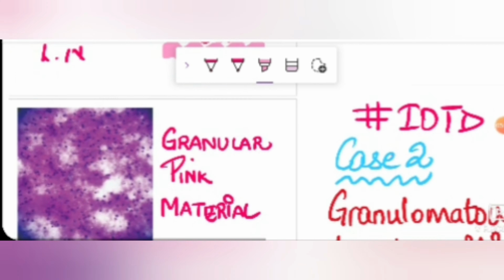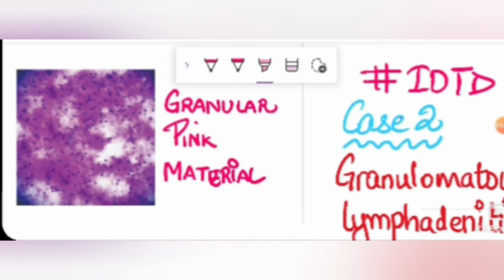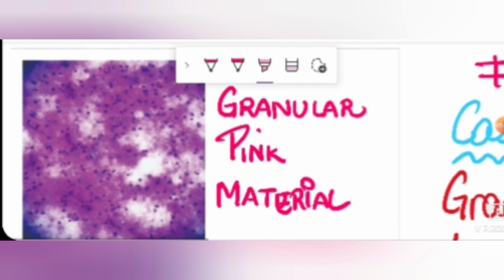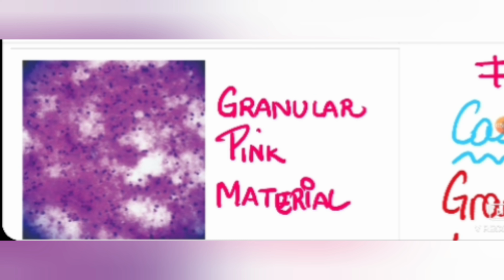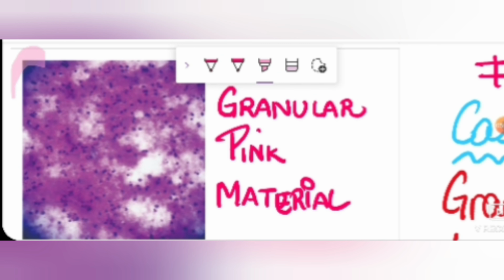So, well, it would have looked like this. It would have looked pink and granular. Can you appreciate? If you see the image very carefully, this entire image out here, can you see it looks all pinkish and it doesn't look homogeneous. It looks a little granular, as if some dirty material is there.